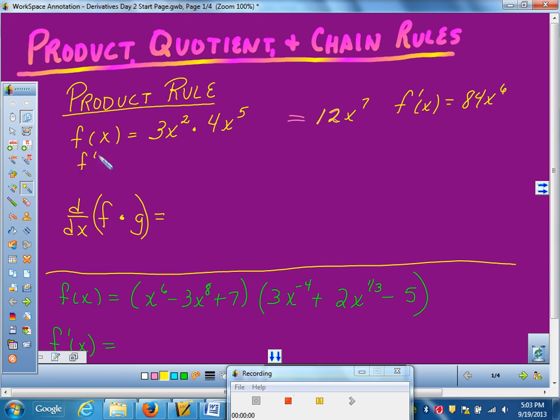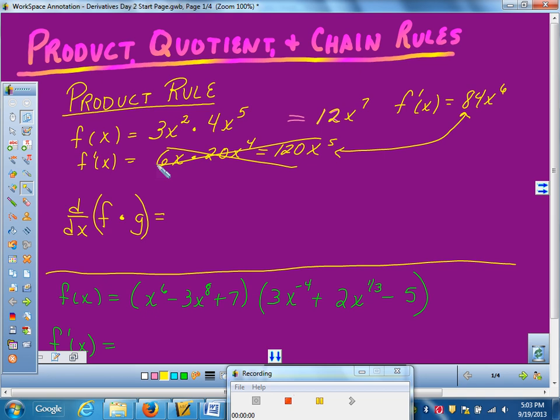If I took the derivative of each of these two individual functions, the 3x squared becomes 6x, and the 4x to the fifth becomes 20x to the fourth. You'll notice if I then multiply those together, I get 120x to the fifth. That is not the same thing as 84x to the sixth, and we know the 84x to the sixth is right. Unfortunately, you can't just take the derivative and multiply and get it to work. Instead, you need the product rule.